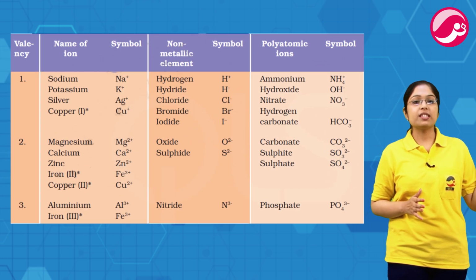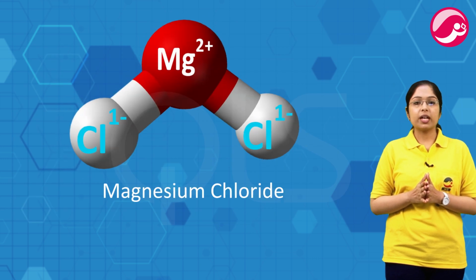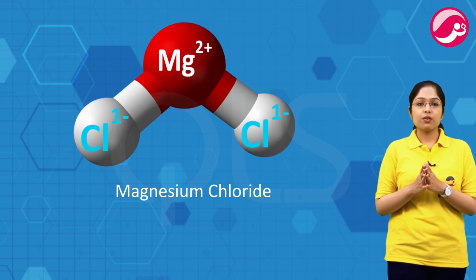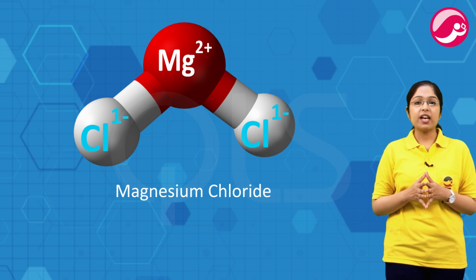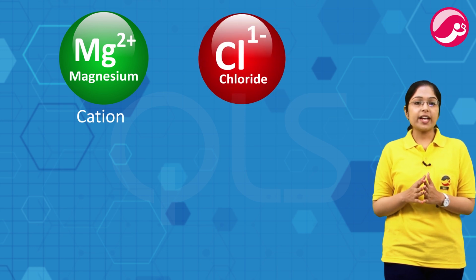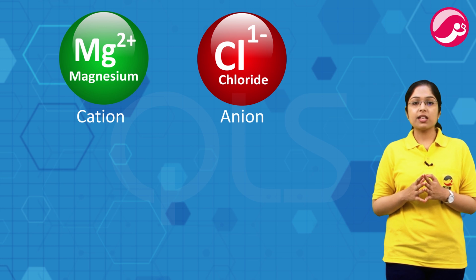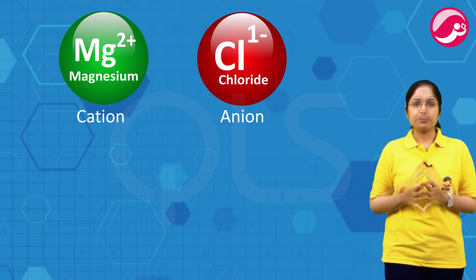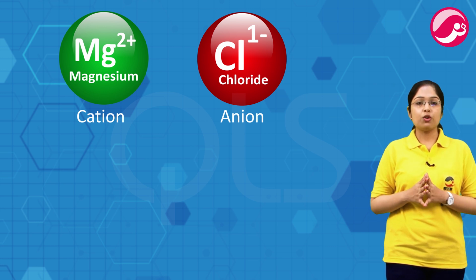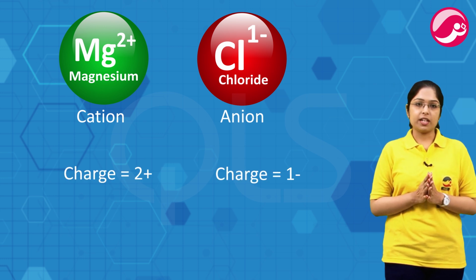In this image, you can see charges of some common elements. Let's take the example of magnesium chloride. First, identify the cation and anion of the compound. From the table, you can see that magnesium is a cation while chloride is an anion. Now, write the symbols of the ions along with their charges on them. The cation is always followed by the anion. पहले हम cation के लिखेंगे, उसके बाद हम anion के बारे में लिखेंगे.